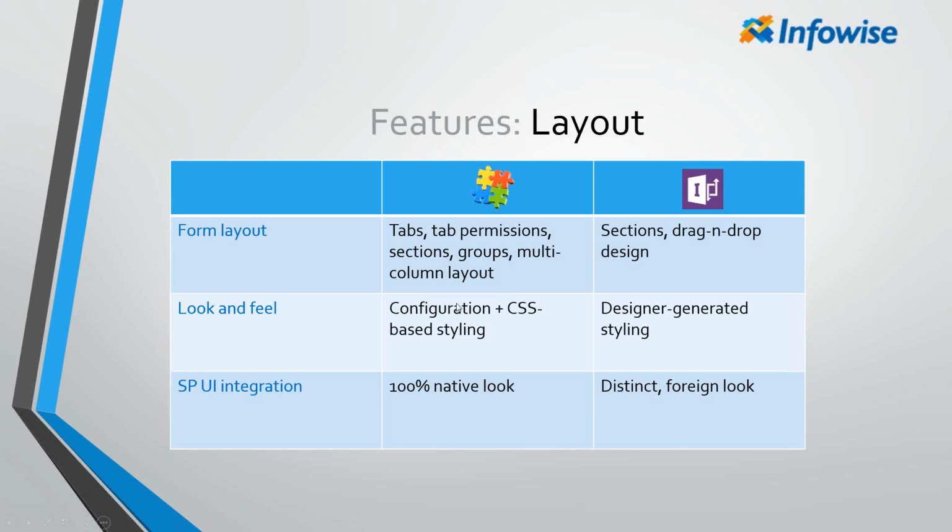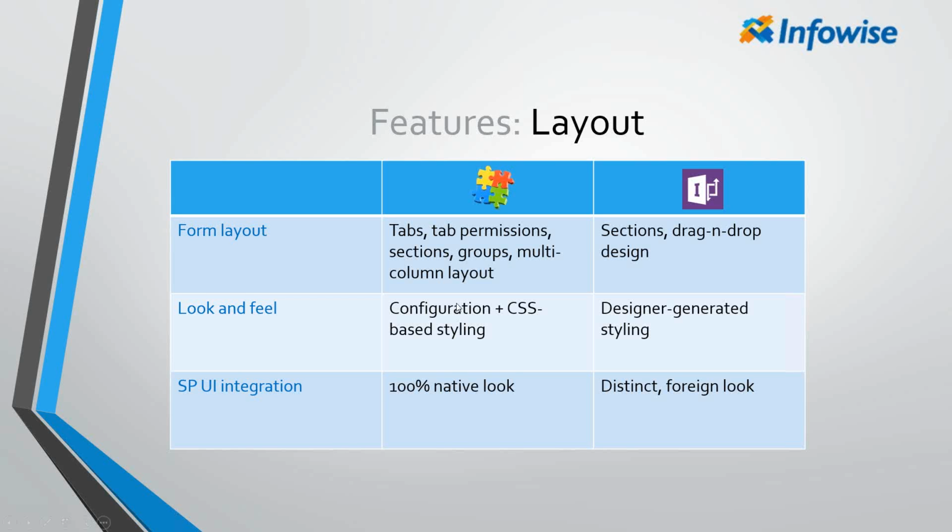So in InfoPath, there is no concept of tabs. You can group your columns into groups and assign layout to a group, but you cannot directly create tabs. You can implement it with views, but it's quite a hard process, and it's not that easy. In our case, again, as we saw, we can have tabs, we can have groups, we can have subsections, and so on.